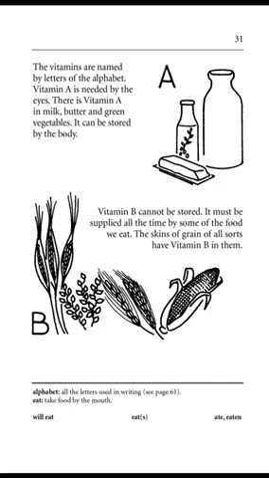Page 31. The vitamins are named by letters of the alphabet. Vitamin A is needed by the eyes. There is vitamin A in milk, butter, and green vegetables. It can be stored by the body. Vitamin B cannot be stored. It must be supplied all the time by some of the food we eat. The skins of grain of all sorts have vitamin B in them.